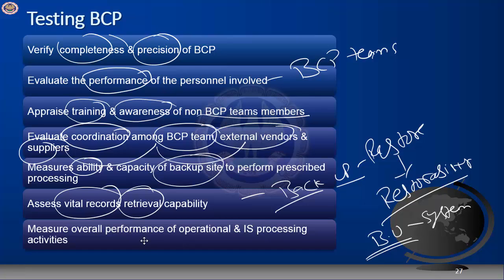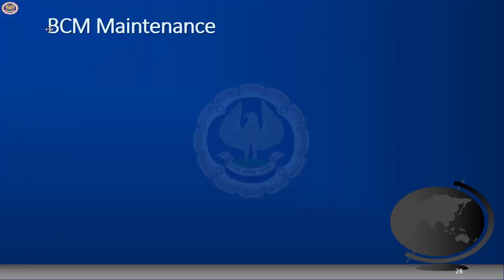So you need to look at the overall performance of the operational and the IS processing activities. These are the key aspects which need to be tested in the case of a BCP. As I said, BCP testing is one of the key areas where you have questions. So what is important to know is the logic of what BCP is, why BCP is required, how BCP is done. When you look at it from an internal testing perspective, the management is actually verifying and validating whether the BCP works as per the plan. This is the primary objective of the BCP.